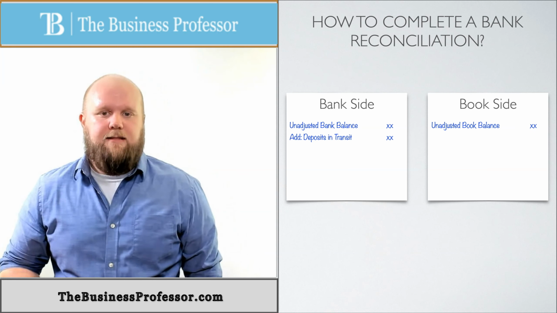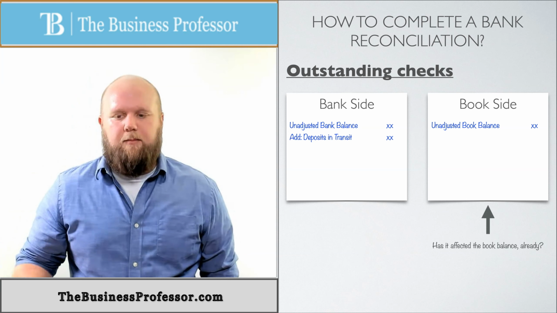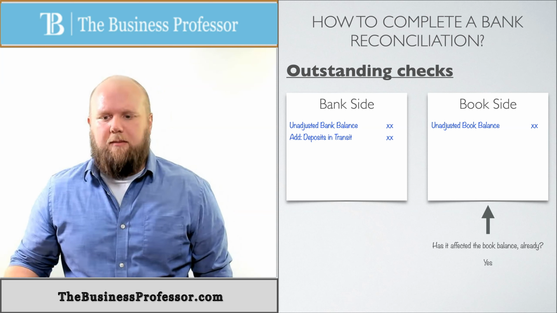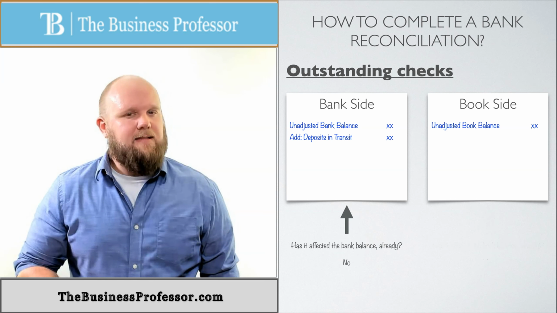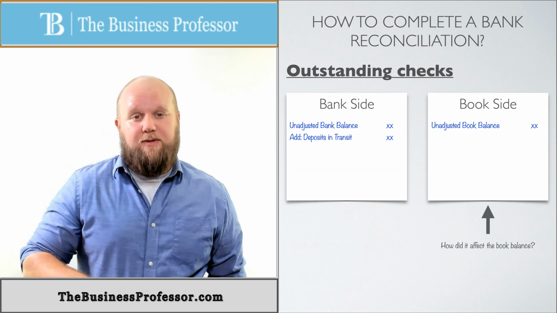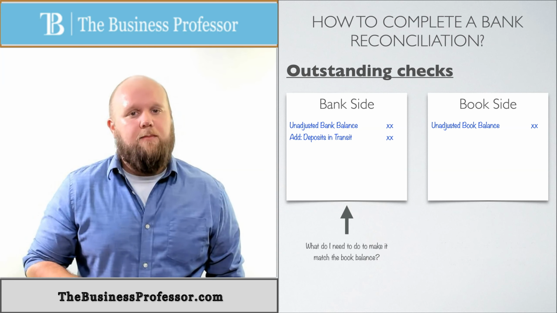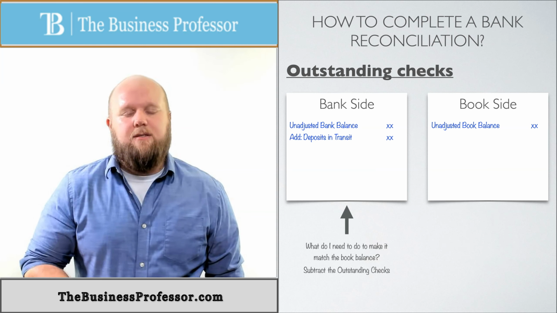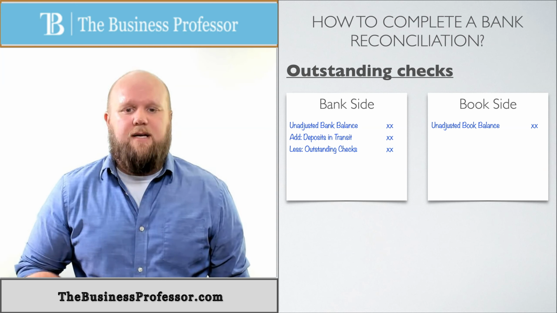Now let's look at the next one, outstanding checks. Same questions. Has it affected my book side? Yes, because the moment I wrote those checks, I wrote them in my books. Has it affected the bank yet? No, because they haven't gotten it yet. It hasn't gone through the bank. How did it affect my book side? It made my cash go down when I recorded it in my books. So what do I need to do to the bank side to match the book side? I also need to make it go down, so I'll say less outstanding checks for that amount. That's how outstanding checks work.